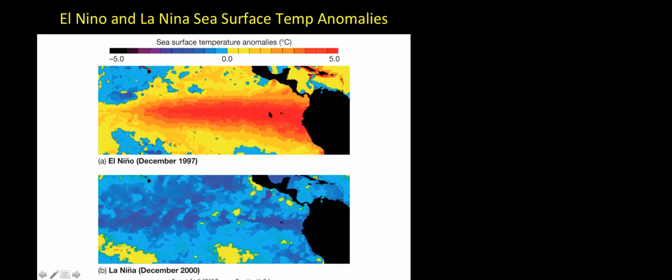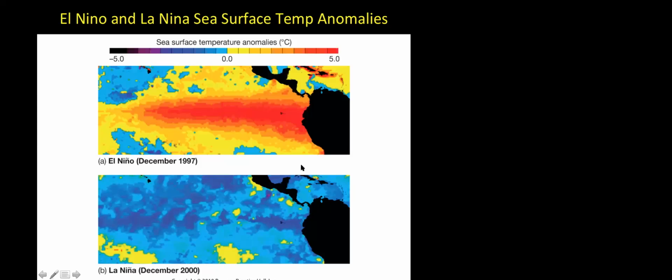So what you're looking at is a map looking down on the tropical Pacific. Here's South America and into Central America. And during an El Nino, we have lots of unusually warm water on the surface of the ocean in the Pacific. And then conversely, during a La Nina, we have lots of colder than normal water. It's still the tropics, it's still warm, but it's colder than normal by a couple degrees Celsius.